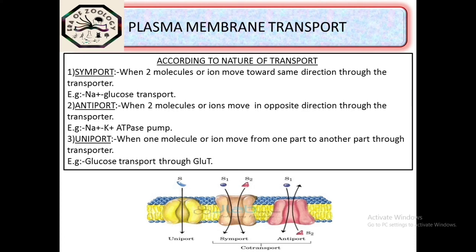And in case of antiport, here you can see that two molecules are going in the opposite direction at the same time through the channel protein, and this type of transport is called an antiport transport system. An example of an antiport transport system is the Na-K ATPase pump. Actually it is an active transport system.